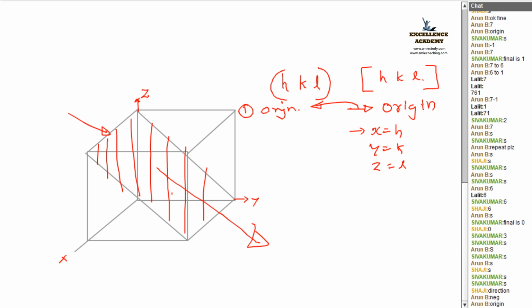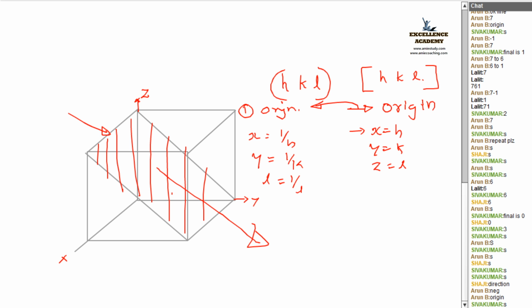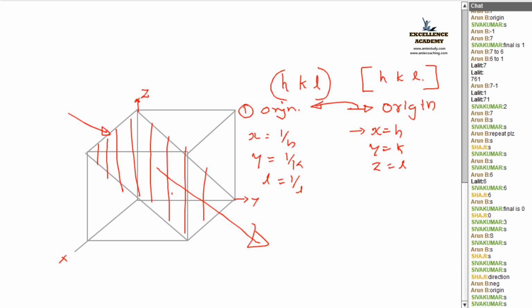But here it is not like that. X is equal to 1 by h, you have to take the reciprocal: 1 by k, and L equals 1 by L. That one? Yeah, that is the main difference.